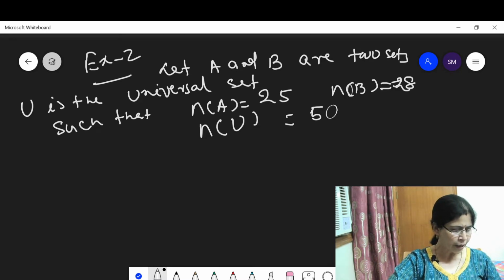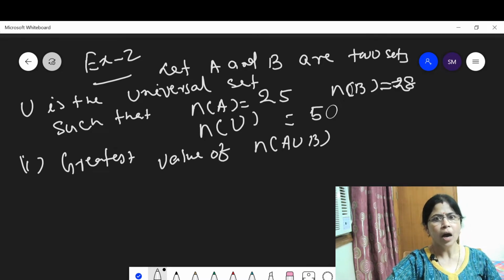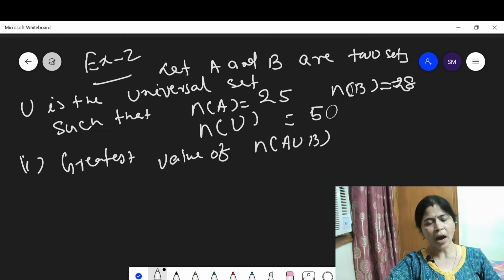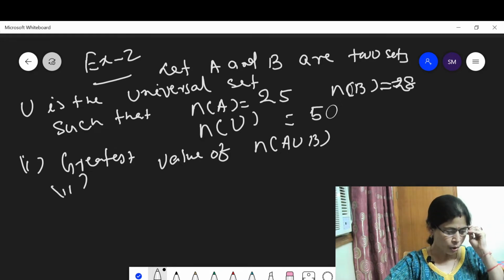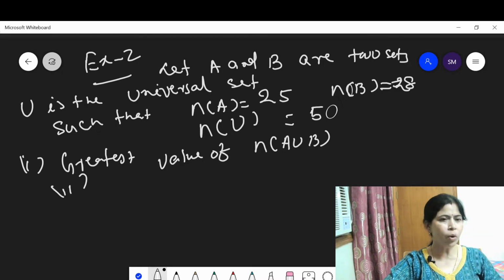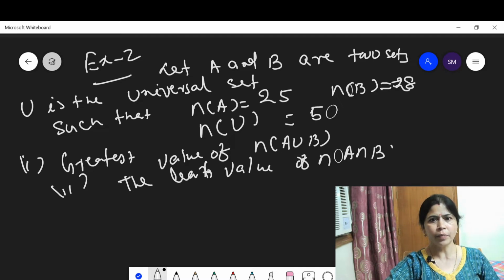Here we have to find the greatest value. What will be the greatest value of n(A union B)? How many is the greatest value of the elements present in A union B? And the second question asked is the least value of n(A intersection B).